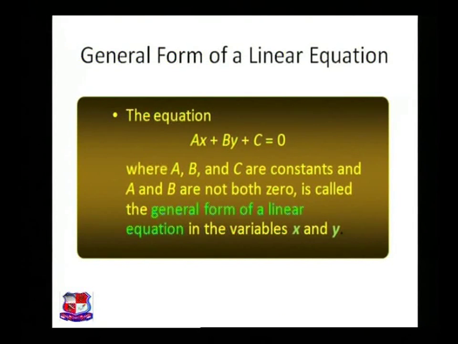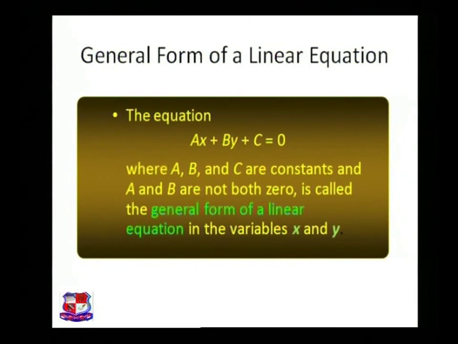And last but not the least, a very important form of the linear equation, that is the general form of the linear equation. The general form of any straight line is given by ax plus by plus c is equal to 0, where a, b and c are constants and a and b are not both 0 together, which is known as the general form of a linear equation of any straight line.